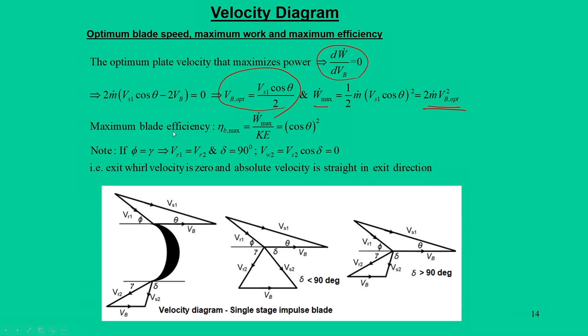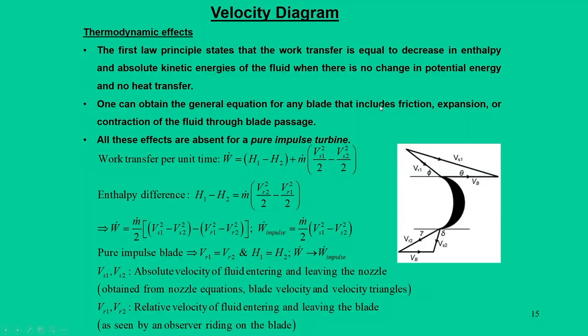Now, another point I need to emphasize: many times we consider phi equal to gamma, to emphasize the fact that the relative velocity at the inlet and exit remains the same. This particular condition is called a symmetric blade. So, there is no loss of relative velocity from the entrance to the exit. This is another design criterion, and of course, the exit whirl velocity is 0 and the absolute velocity is straight in the exit direction. This is what it means.